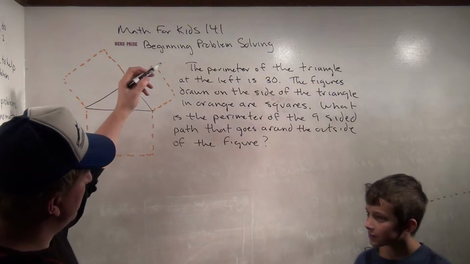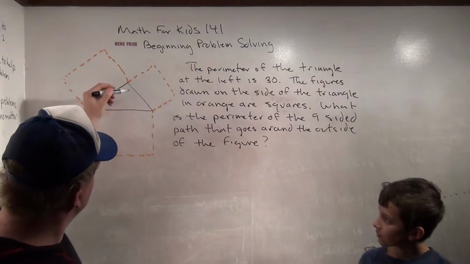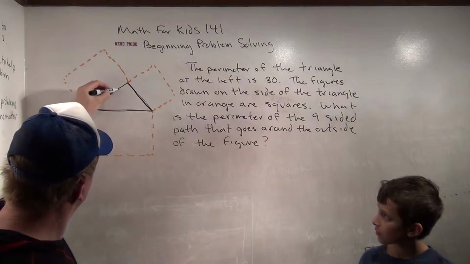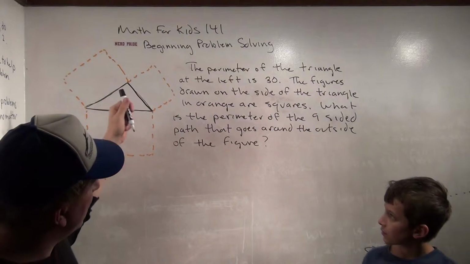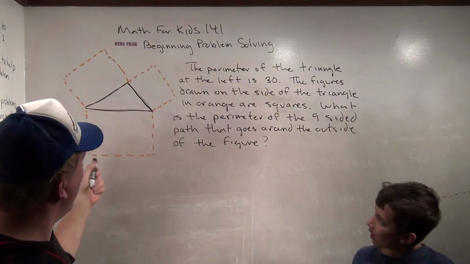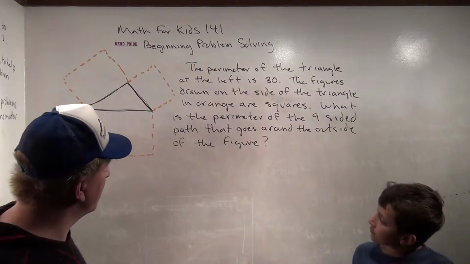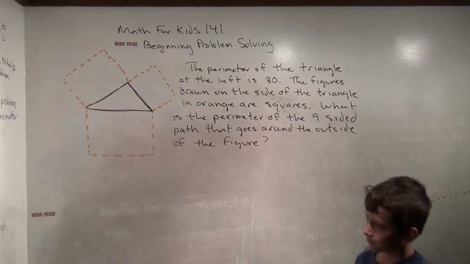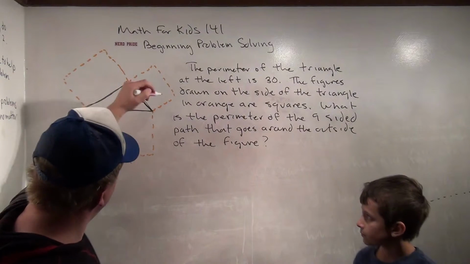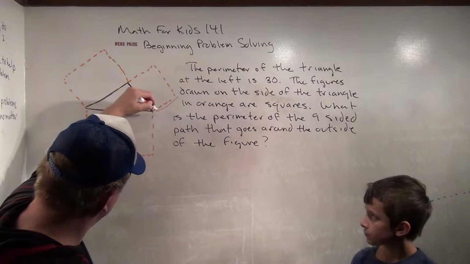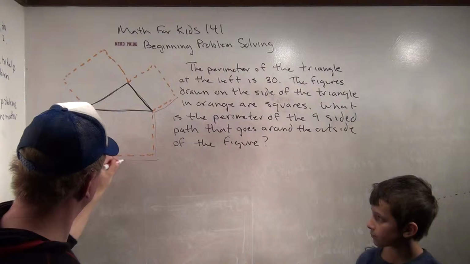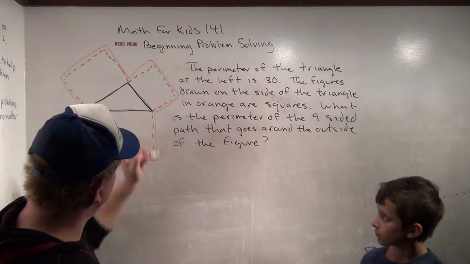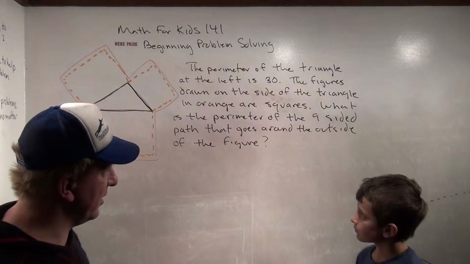The perimeter of the triangle at the left is 30. That's this black triangle here. The figures drawn on the sides of the triangle in orange are squares. And the question is, what is the perimeter of the 9-sided figure that goes around the outside of the figure we've drawn? Sorry, I'm trying to draw and read at the same time. So we're trying to find how long this pink path around the outside of those squares is.